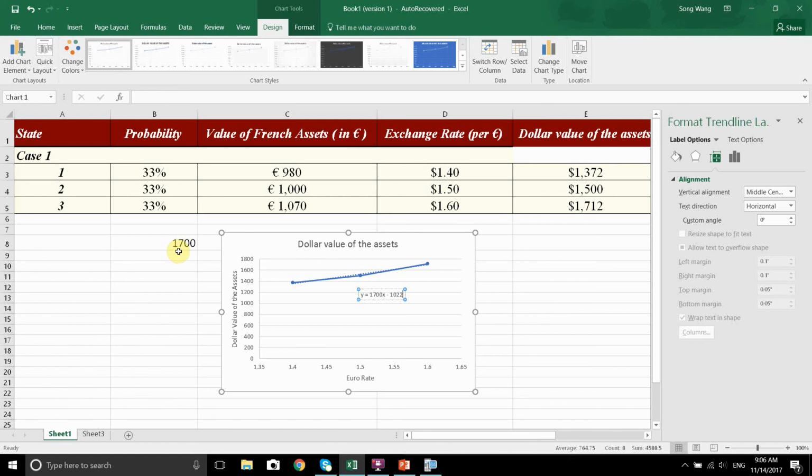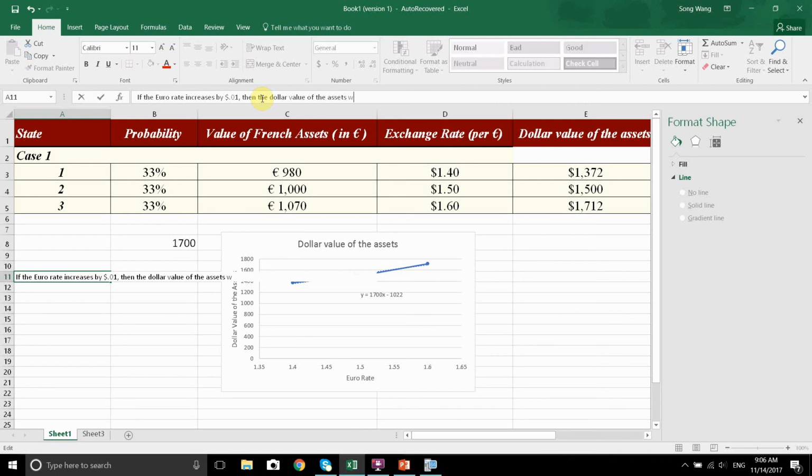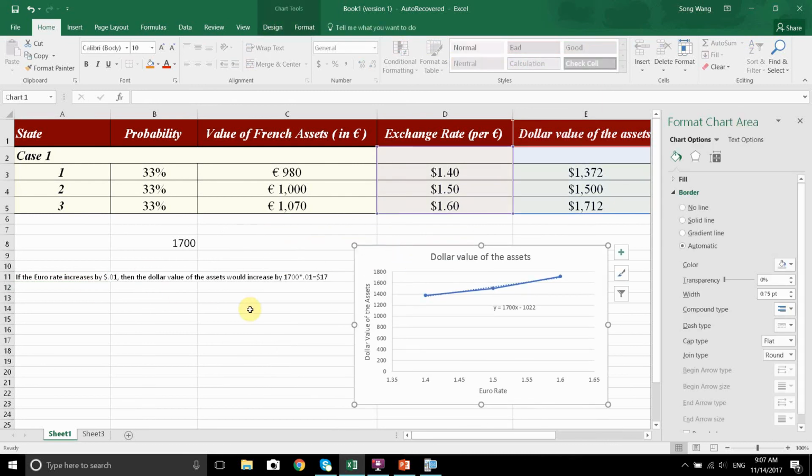So basically 1700 means if the exchange rate of the euro increases by 1 cent, let's say from 1.40 to 1.41. Let me put it on the paper: if the euro rate increases by 0.01, so that's a reasonable basic unit, then the dollar value of the assets would increase by 1700 times 0.01, which would be $70. It would increase by $70. So that's how you explain the economic exposure.